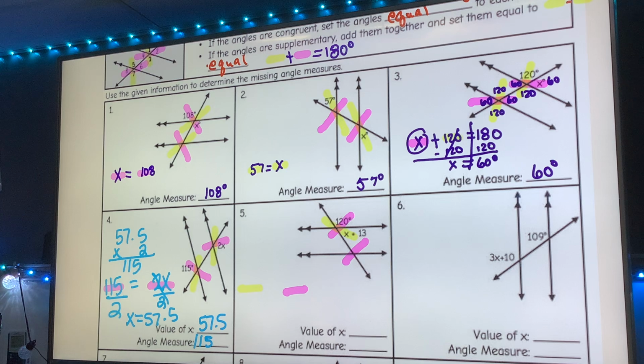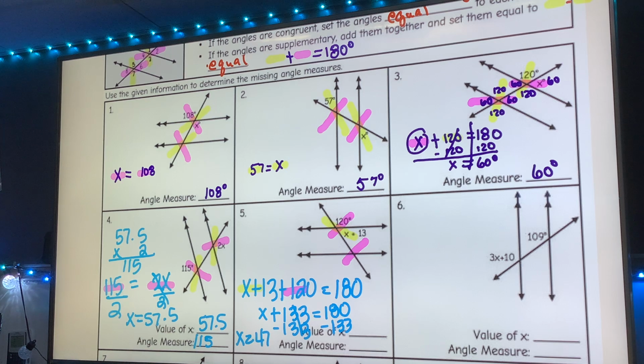So the yellow is x plus 13 plus the pink 120 equals 180. So you can start out by first adding your 13 and your 120 to each other. So then you have x plus 133 equals 180. Then you want to subtract 133 from 180, and you get x equals 47. So your x is 47. Now we have to put that back in to find our angle measure, and you'll do 47 plus 13, and you should get 60.